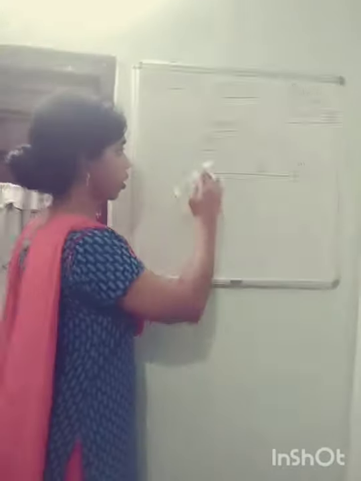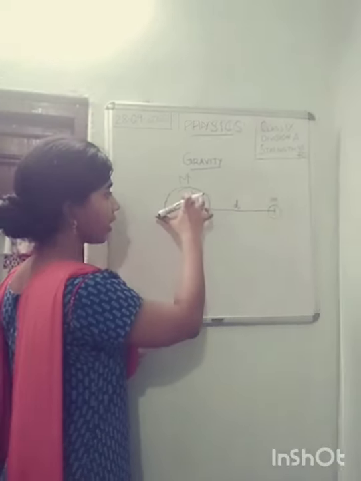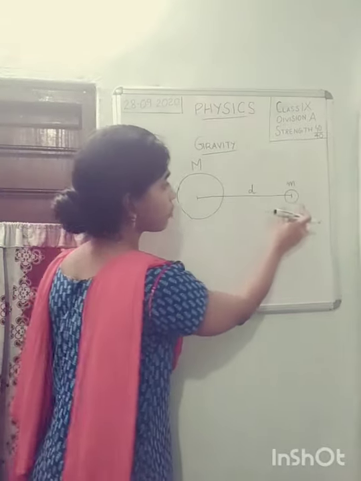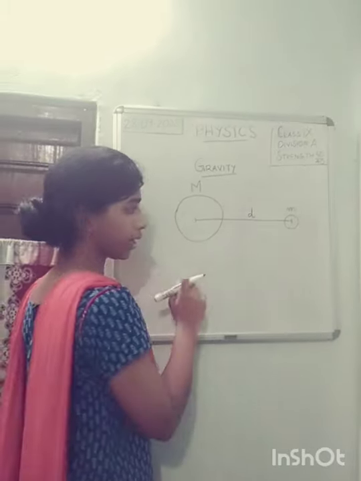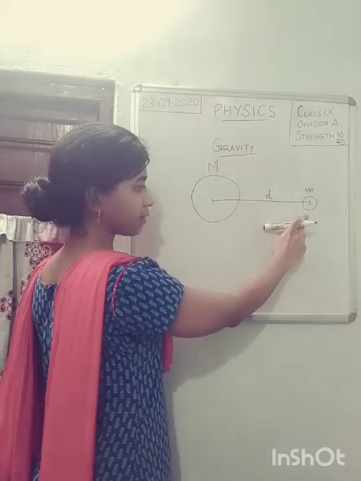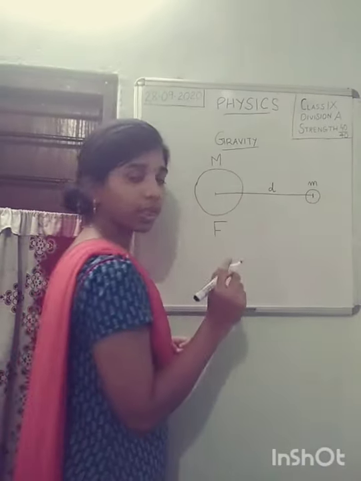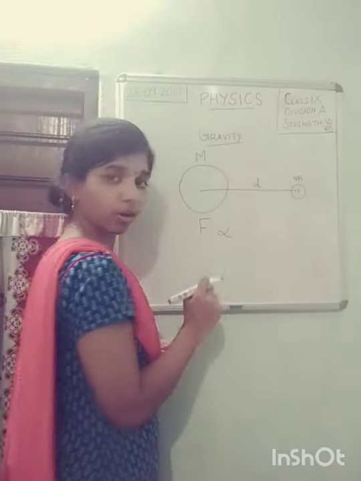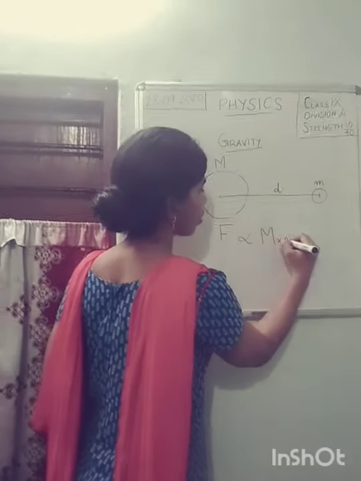According to universal law of gravitation, all objects in the universe attract each other. So here I am taking two objects, one with a mass capital M and a small object with a mass small m. Okay, these are the two objects that I am taking. So the mutual force of attraction exists between them, that we have seen earlier. This force is represented by letter F. This force is directly proportional to the product of mass of the objects. That is, it is proportional to capital M into small m.